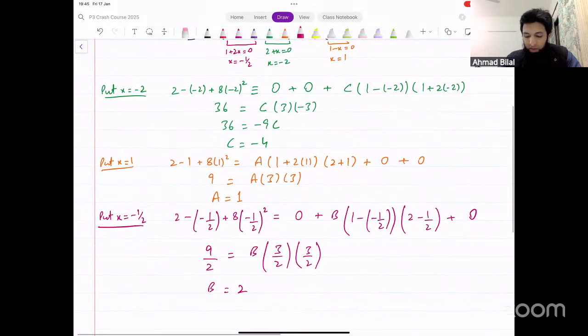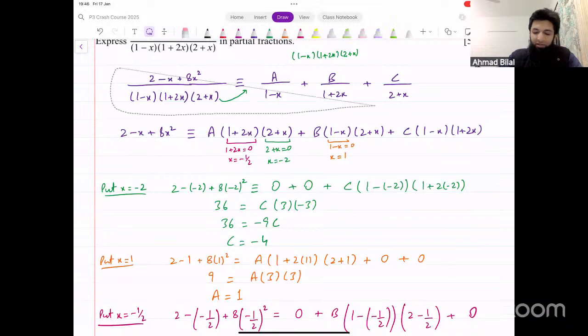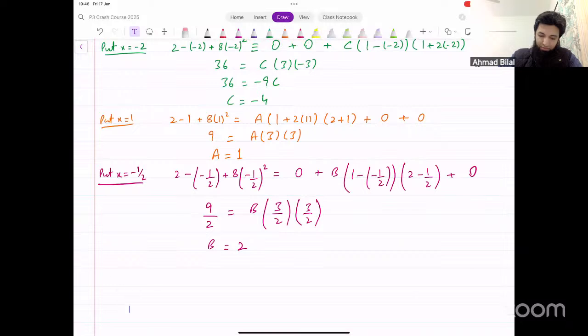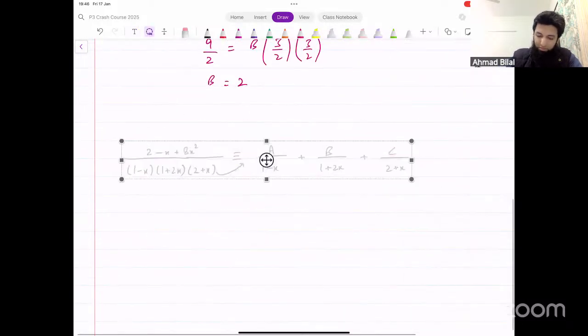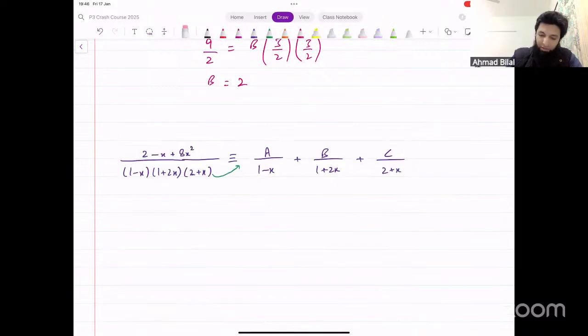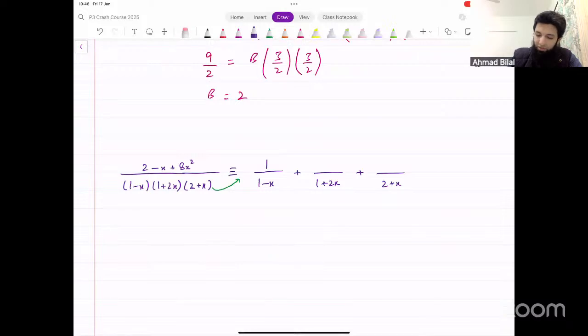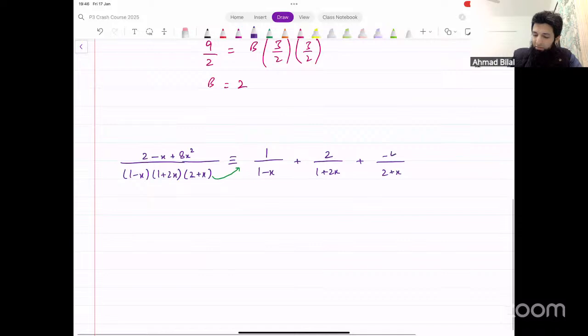We've got all the values that we were looking for, a, b, and c. So what are the partial fractions then? Let's write them down. A is 1, b is 2, and c is negative 4. These are the partial fractions that we were looking for, and that's our final answer.